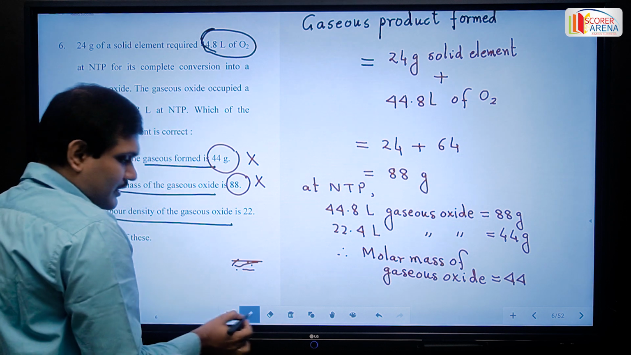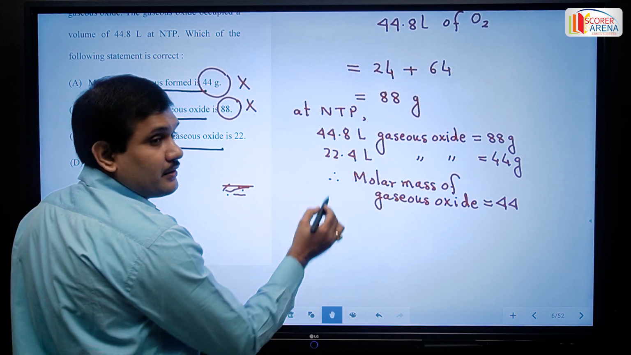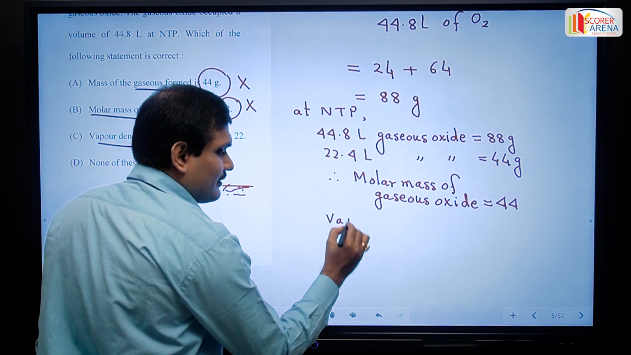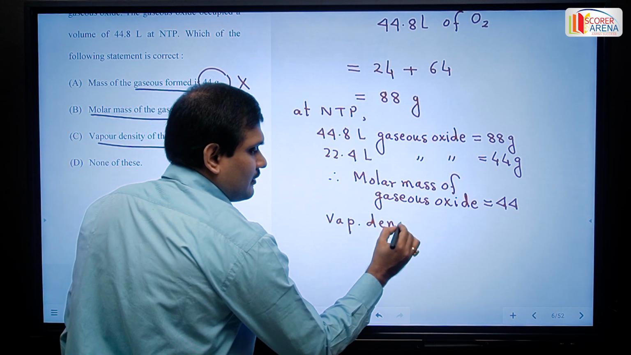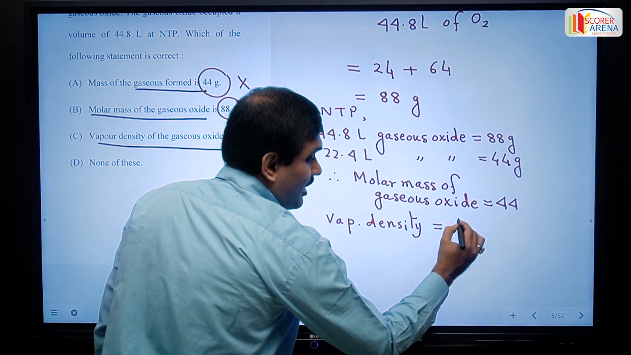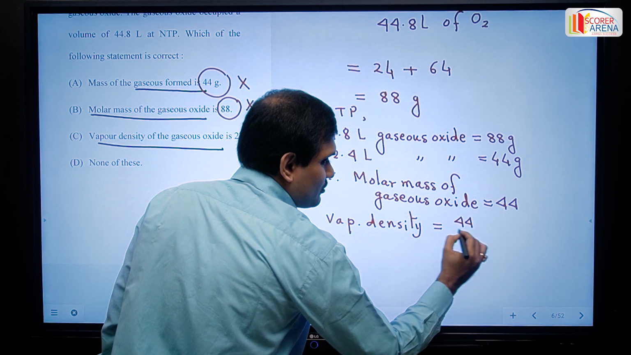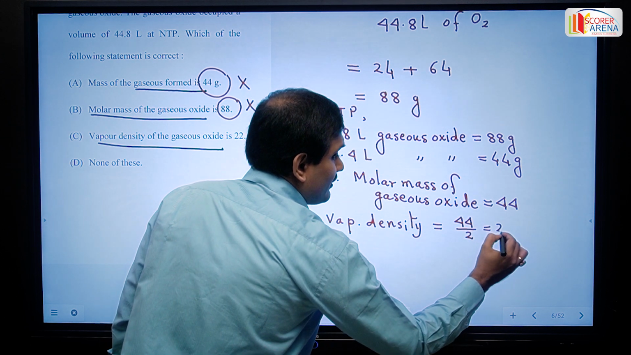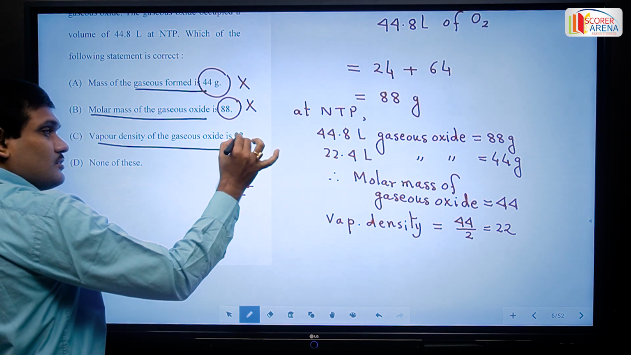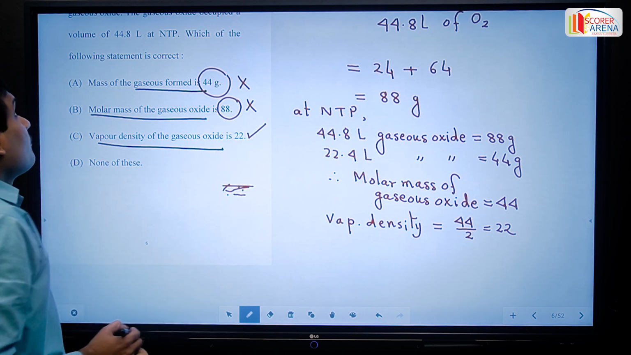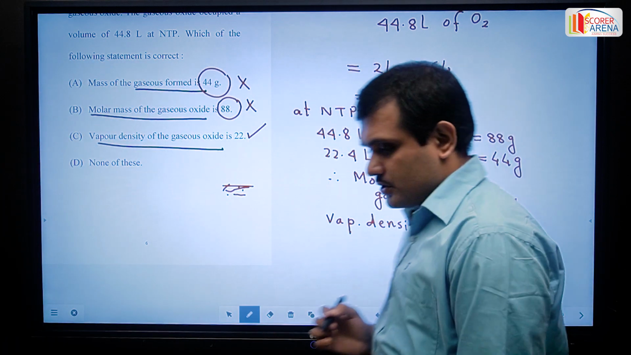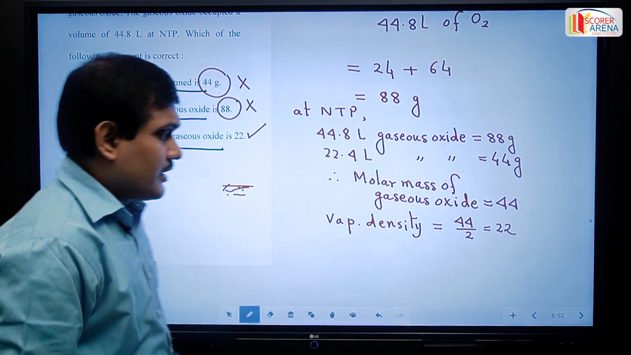Now the left portion, what will be the vapor density? So simple, vapor density of that gaseous oxide will be half into molar mass, that is 22. So I think this is given in the option, that is vapor density of the gaseous oxide is 22. So for question number 5, option C is the correct option.